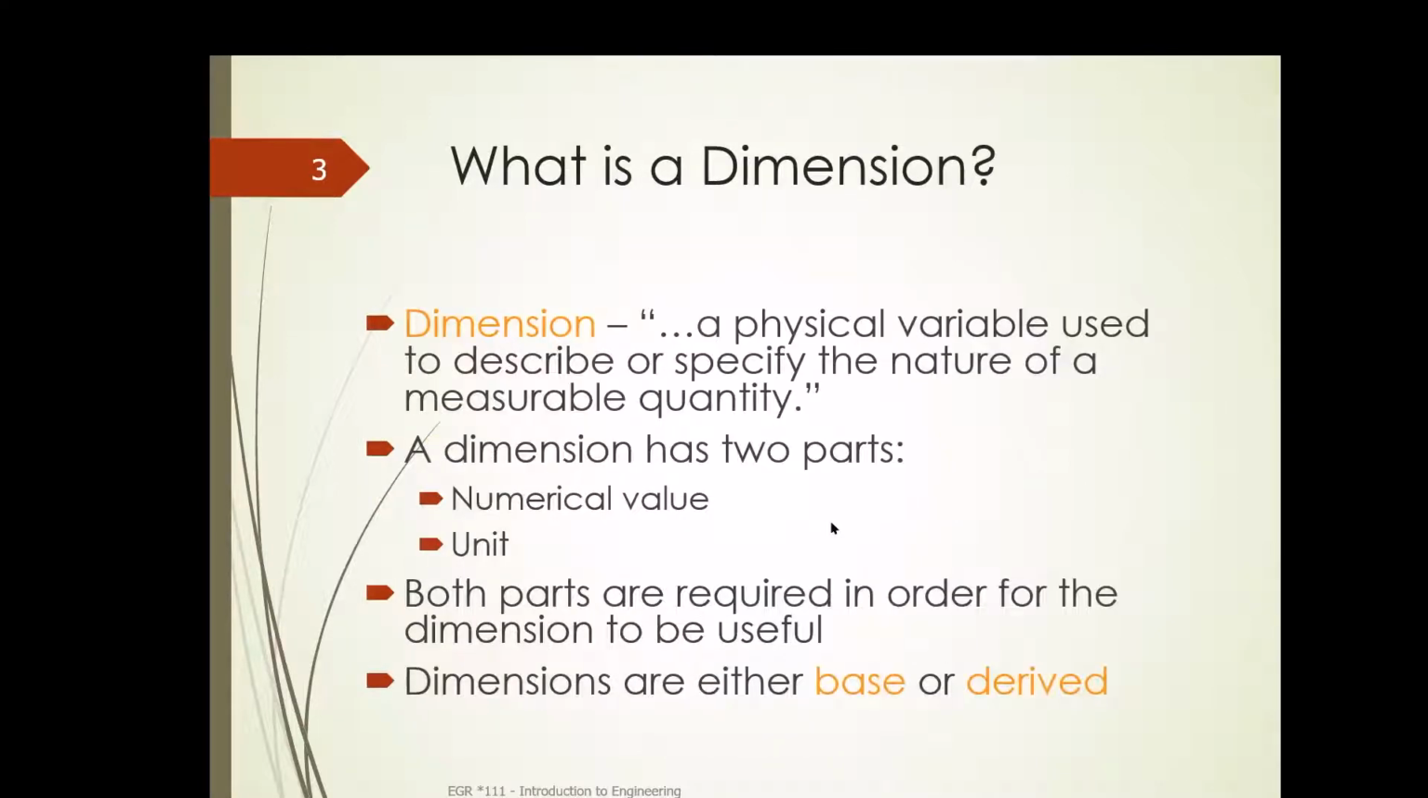Okay, so what is a dimension? Basically, it's a variable used to specify some quantity. Okay, so there's two parts. Typically in math class, you just deal with numbers, or often deal with numbers unless you have specific examples. Where we're dealing in engineering, we also have to know what the units are. Okay, so it's more than just a numerical value. There also has to be a unit associated with that. Okay, and of course, both parts are required for it to be useful.